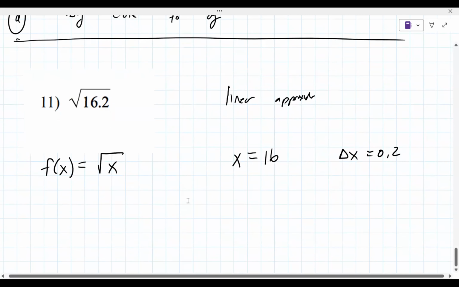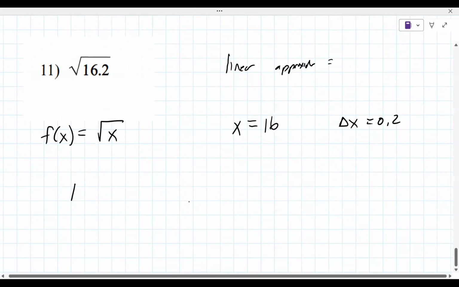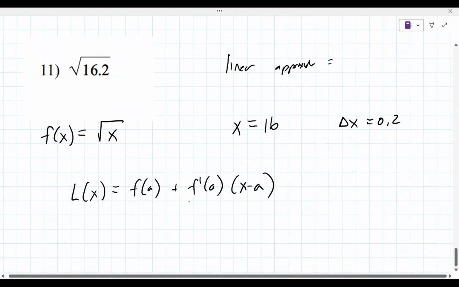So you mentioned this before. For the linear approximation, you need to evaluate the function. You need f of a plus f prime of a times x minus a. Does that sound familiar? Yes, I have that written down. Great. So this is really your a.